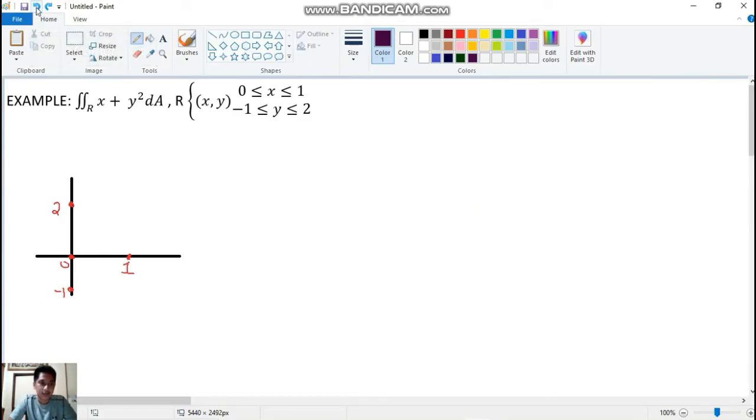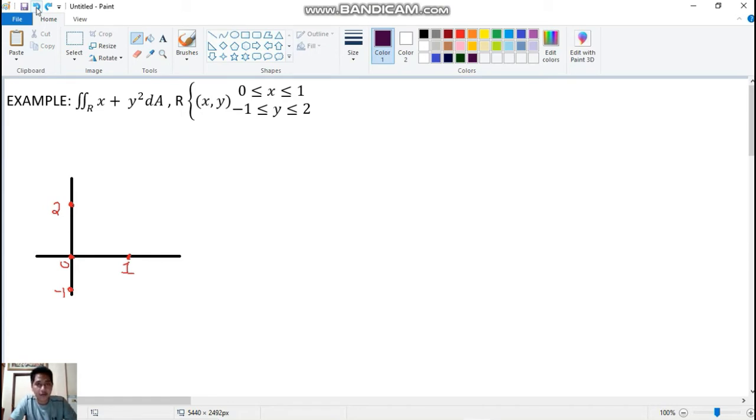So let's have an example. Suppose we have the integral of x plus y squared dA, wherein the region is defined as x greater than or equal to 0 and less than or equal to 1, and y greater than or equal to negative 1 and less than or equal to 2.